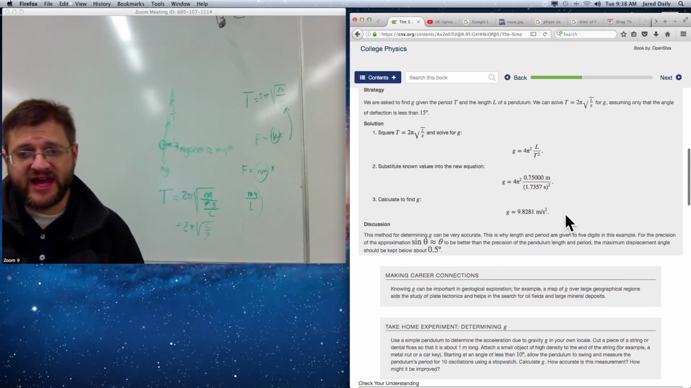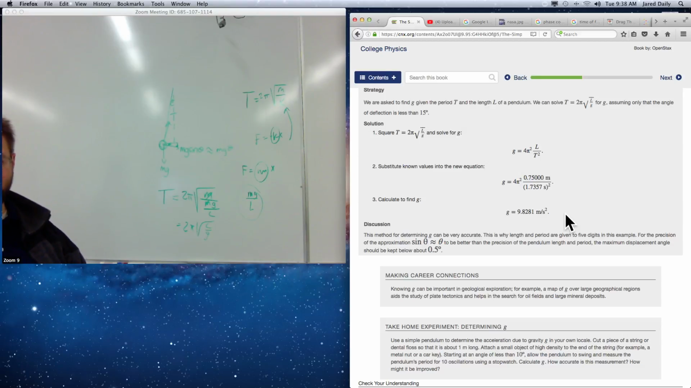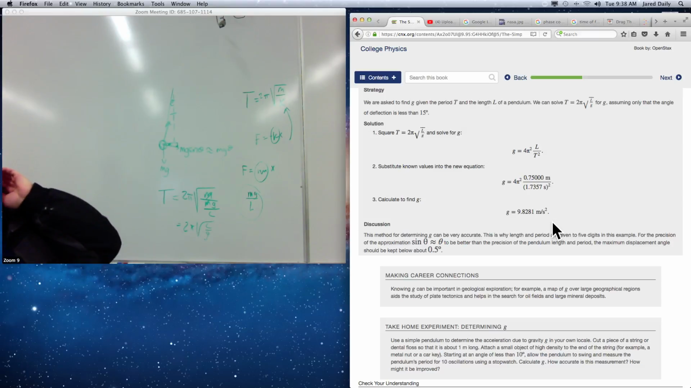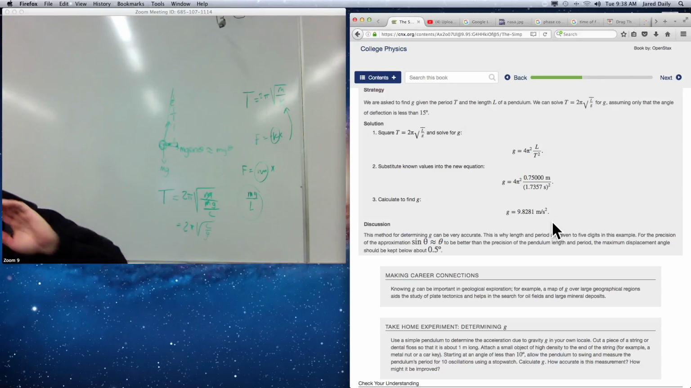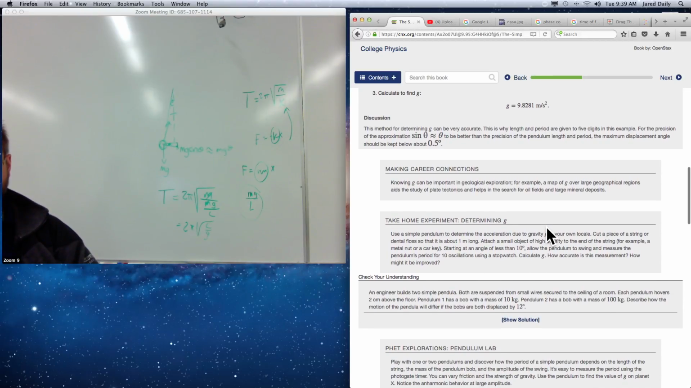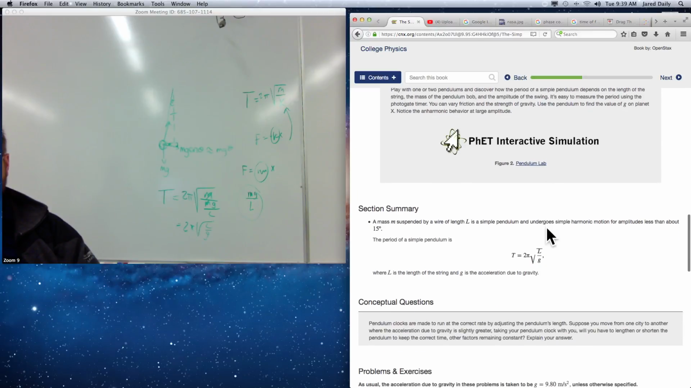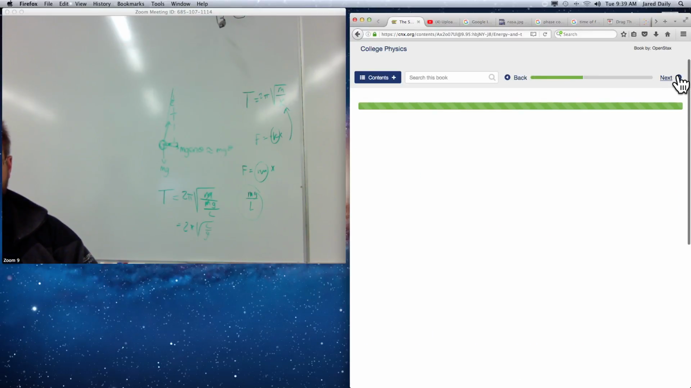You can't have an angle that's more than about 1/2 degree. It has to be very small, which is a very small angle in radians. It is about 0.1 or 0.01 or something. It's very small. Okay, so that's pendulums. Done with that.